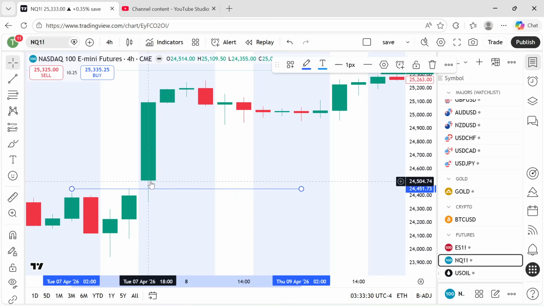It reclaims its resistance. I'm sure you all have heard that, or not all of you, but if you've been in the game for a while, you probably heard the saying, the ceiling becomes the floor, right? The ceiling becomes the floor, resistance becomes support. And you see how it cleared the high of that previous candle? That's a pivot point. So we have a strong close right there. That was a strong number 2 candle, bullish number 2 candle.